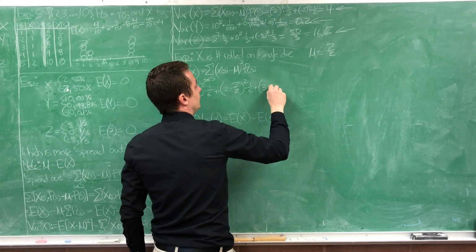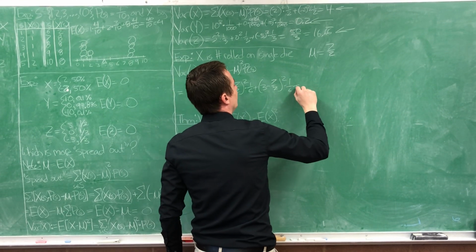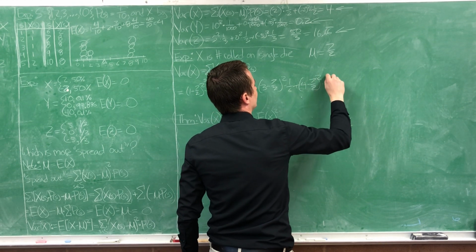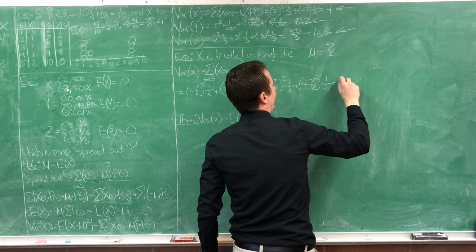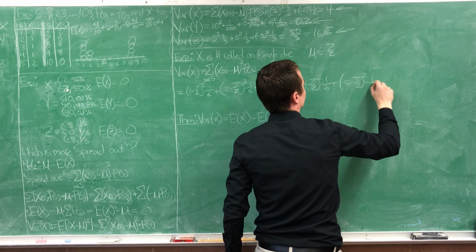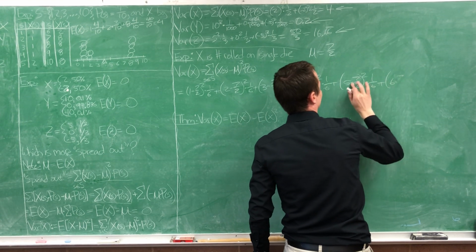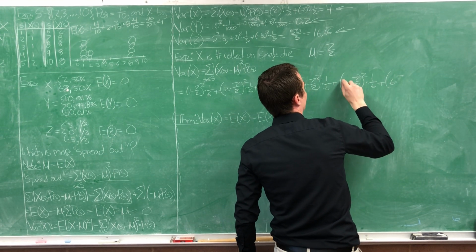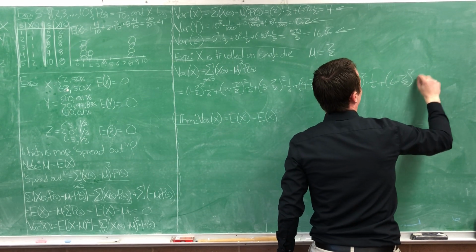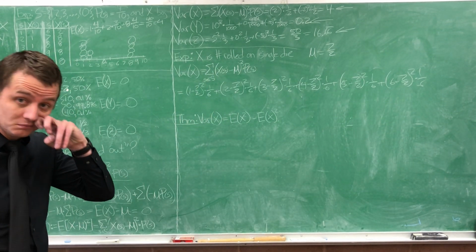Plus 3 minus 7/2 squared times 1/6, plus 4 minus 7/2 squared times 1/6, plus 5 minus 7/2 squared times 1/6, plus 6 minus 7/2 squared times 1/6. That's a minus, not times. Right? That's right.